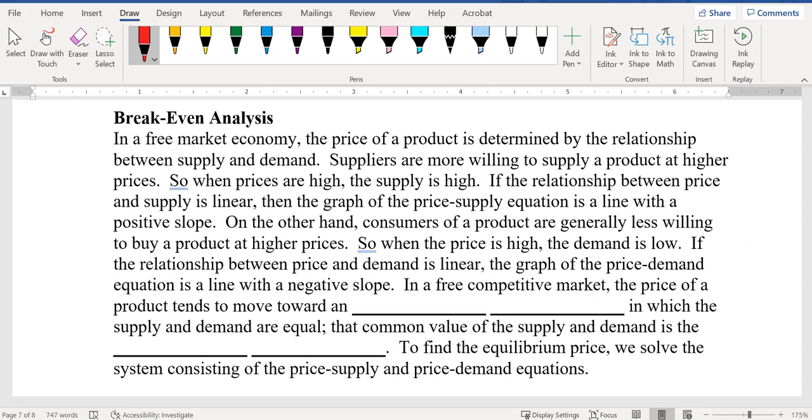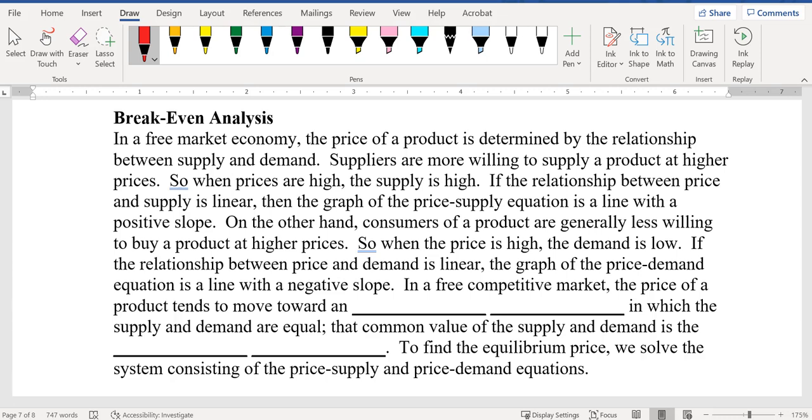All right, last topic. Break-even analysis. In a free market economy, the price of a product is determined by the relationship between supply and demand. So some of you have asked me, how is this applicable? Here we go, supply and demand. Suppliers are more willing to supply a product at higher prices. So when prices are high, the supply is high.